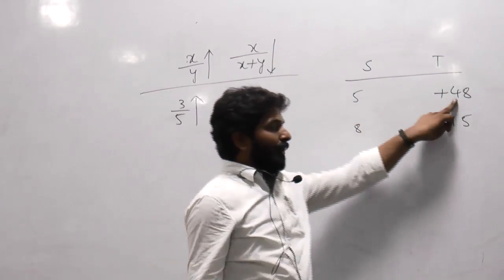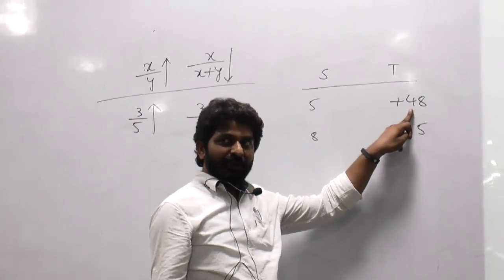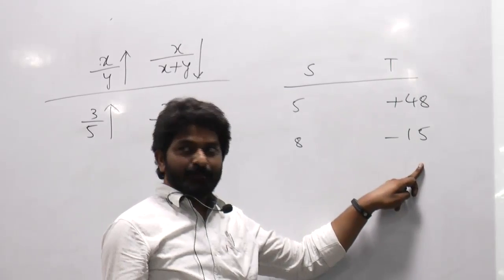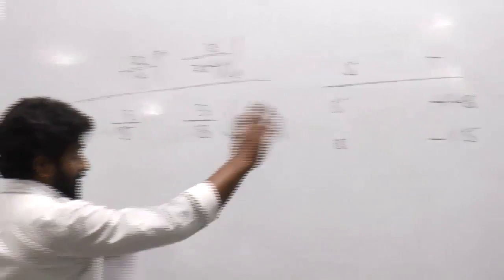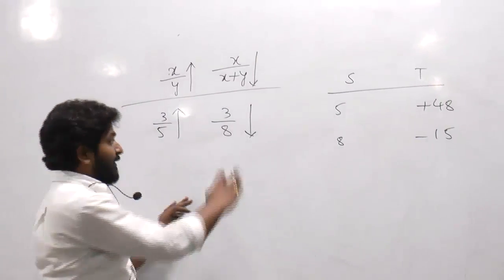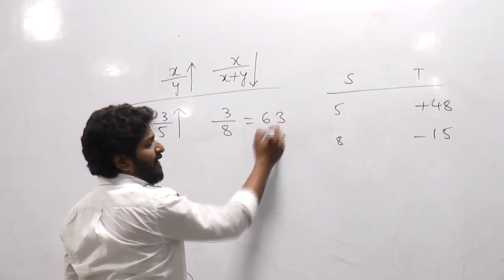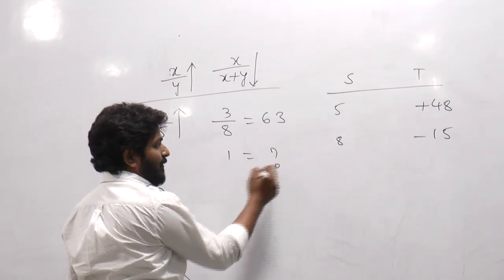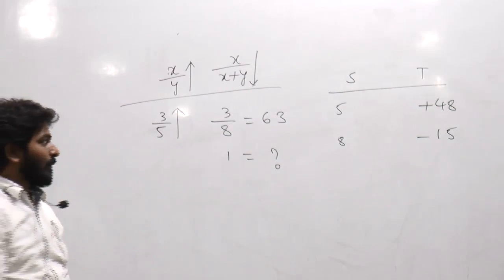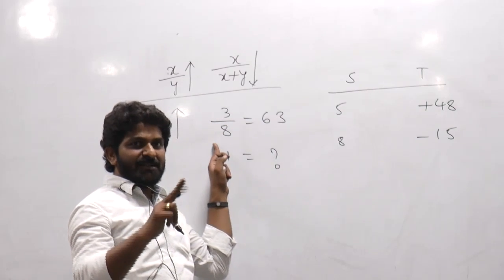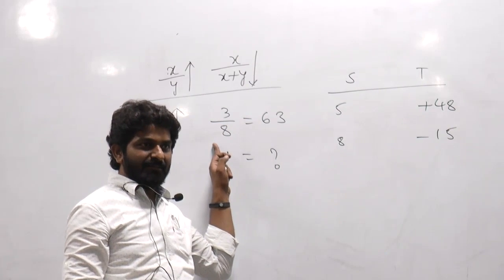But we have positive 48 and negative 15. What is the difference between these two numbers? 63. So 63 minutes decreased. It should decrease by 3/8, so 3/8 is equal to 63. Then what about 1? 1 is the total time. 3 parts is 63, 1 part is 21. 8 parts is 8 into 21, 168.